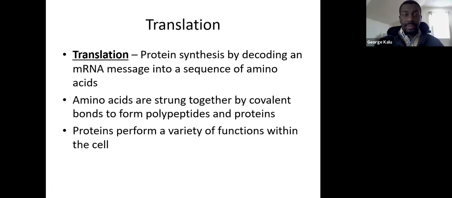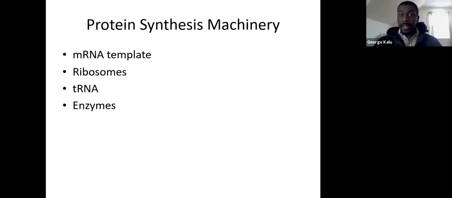Okay. So before we get into translation, we got to kind of introduce ourselves to the big players here for this process. The first most important structure that we're going to need for translation is the mRNA template that we just produced from transcription. We can't produce the protein without the mRNA, because that's our instruction manual. So that's the mRNA. The second thing that we're going to need are some ribosomes. Then we're going to need some tRNA molecules. And then the last thing that we're going to need are some enzymes.